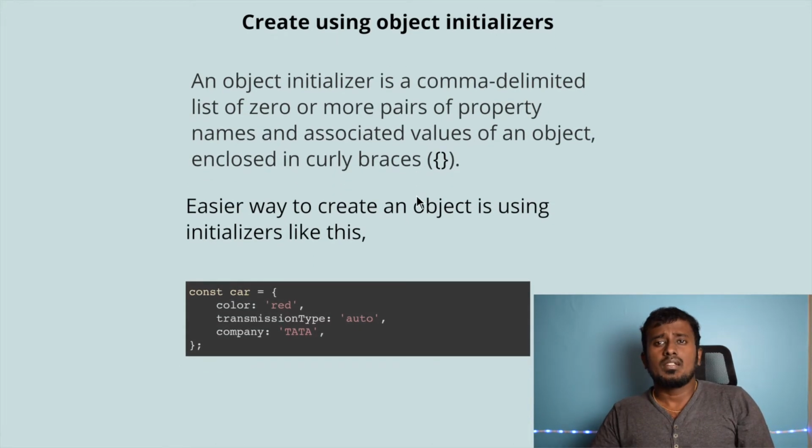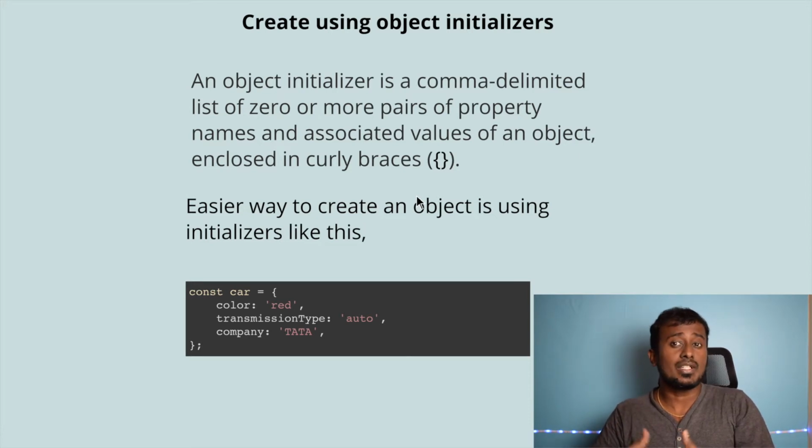Till now we know that there are three important ways to create an object. The first way is using object initializers. Object initializers are nothing but comma delimited key value pairs, which means I can say object name is equal to open curly brace, close curly brace. That's it. That will give you an object, and inside those curly braces you can have any number of properties. So let's have a quick example here.